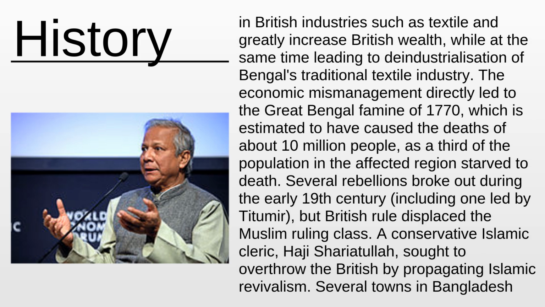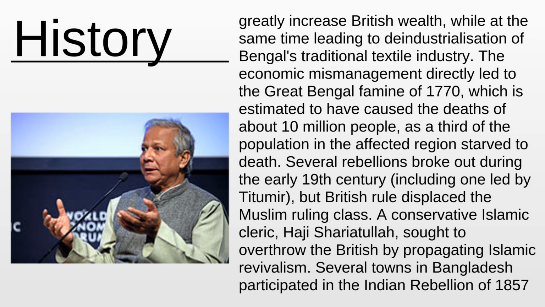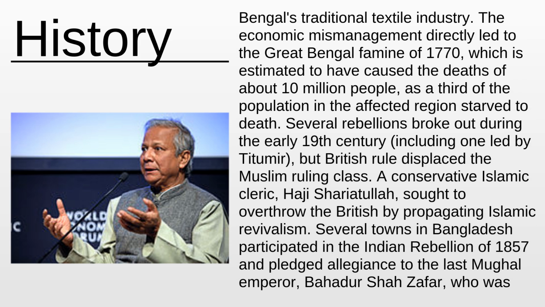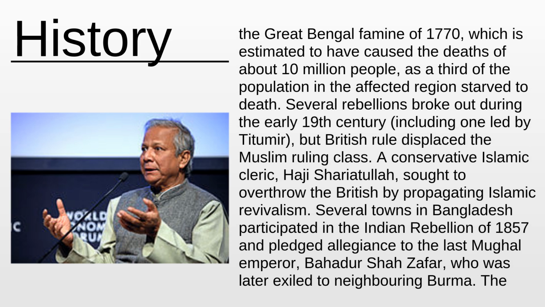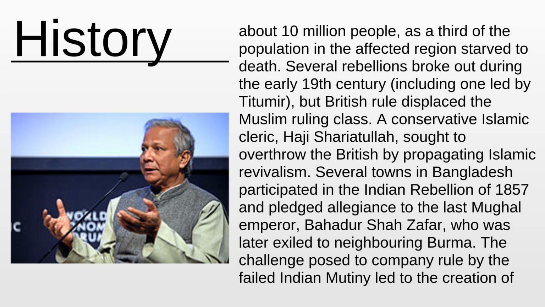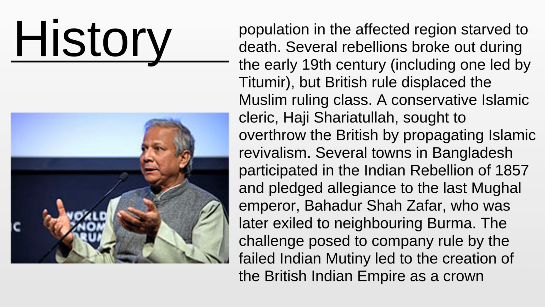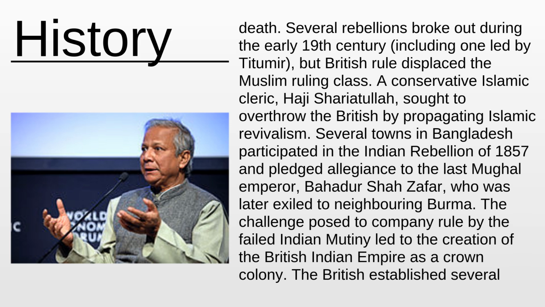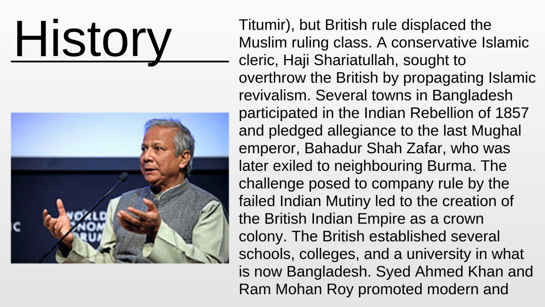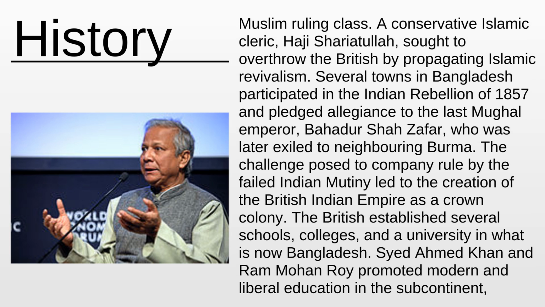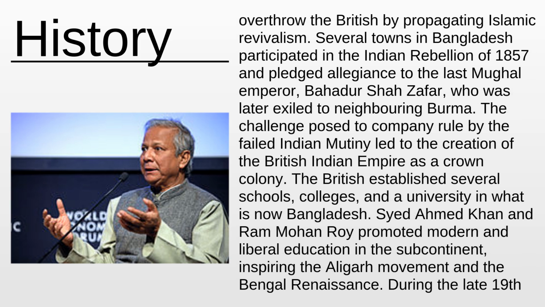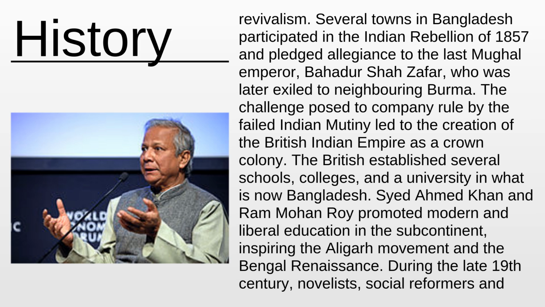The economic mismanagement directly led to the Great Bengal Famine of 1770, which is estimated to have caused the deaths of about 10 million people, as a third of the population in the affected region starved to death. Several rebellions broke out during the early 19th century, including one led by Titumir, but British rule displaced the Muslim ruling class. A conservative Islamic cleric, Haji Shariatullah, sought to overthrow the British by propagating Islamic revivalism. Several towns in Bangladesh participated in the Indian Rebellion of 1857 and pledged allegiance to the last Mughal emperor, Bahadur Shah Zafar, who was later exiled to neighboring Burma.